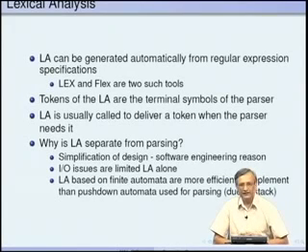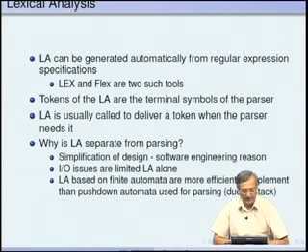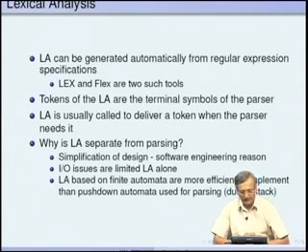So, lexical analyzers are typically generated automatically from regular expression specifications. There are two tools which are very well known for this purpose. One of them is called Lex, which is available on every Unix machine, and Flex is the counterpart of Lex, which is available from GNU. The tokens of the lexical analyzer will actually become the terminal symbols of the context free grammar, which is parsed by the parser. We will see this a little later.